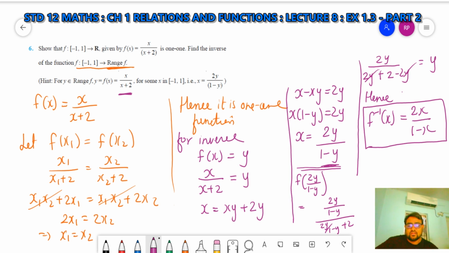So you can do the similar thing to what we do in the onto function. We use f(x) = y for onto. The value of x that we get will be equal to f inverse of y, or else if I am taking f inverse of x, then just replace this y by x. Clear? So this was question number 6. Just note it down. Now let's move to the next, that is question number 7.